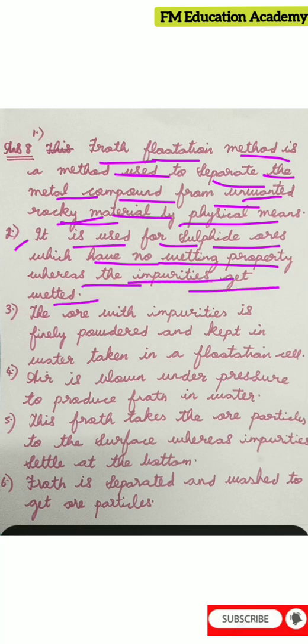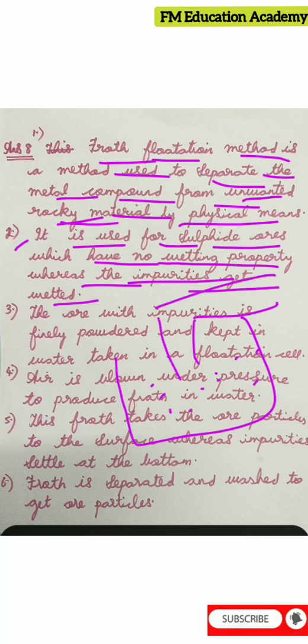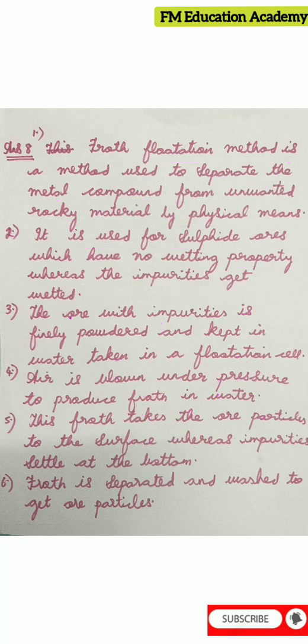Because we are going to pass them in a flotation tank. The ores are passed in the flotation tank, so the sulfide ores with the impurities are getting wet. That is the meaning of that sentence. So the ore with impurities will be finely powdered and kept in water, taken in a flotation cell.